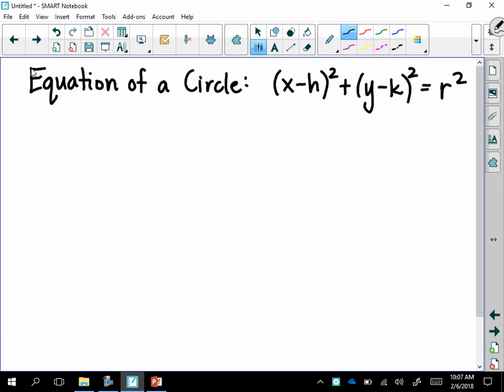But when we recognize that formula, there are a couple of characteristics of the circle. First off, every circle has a center, and the center of the circle would be (h, k). And then every circle has a radius, and the radius of the circle is r.